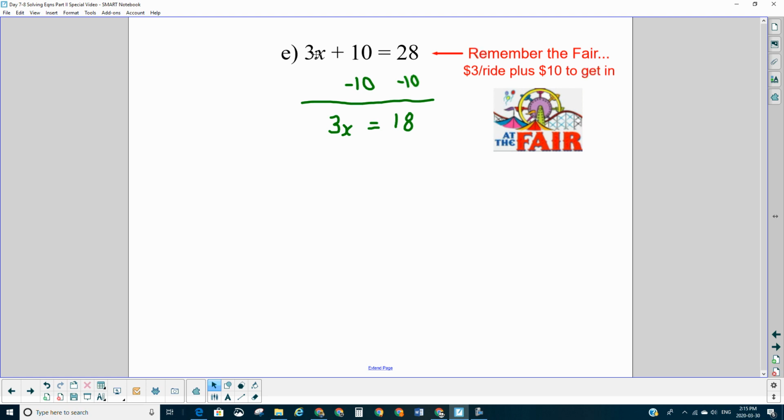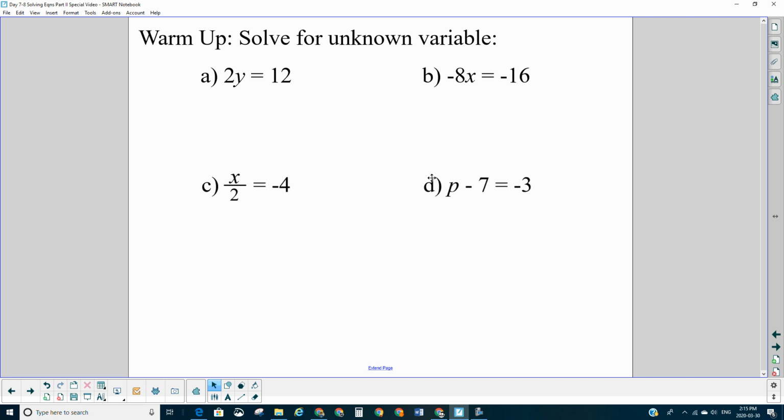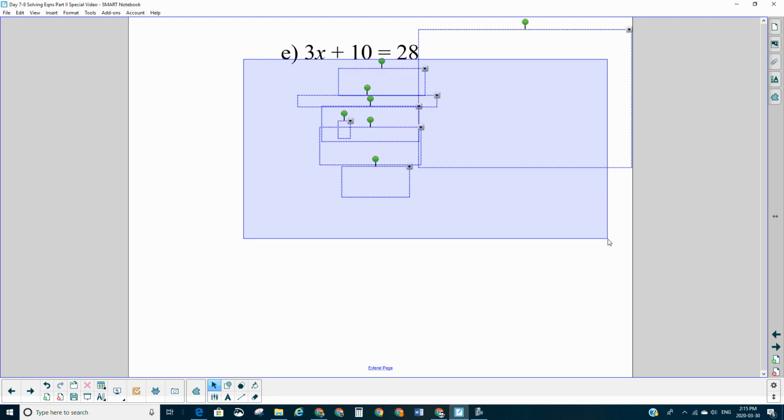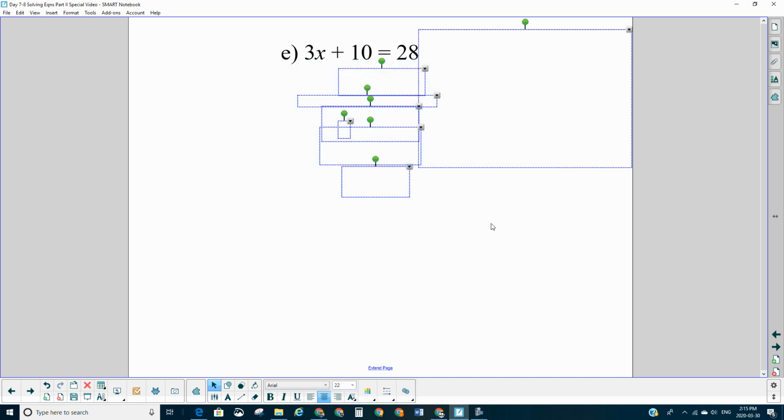If it's $3 a ride, we're going to divide both sides by 3, and we know that we have 6 rides. So this is just combining the one-step operations that we did over here, where there's like a subtract or an add and a divide, but doing it in 2 steps. And that all of this then gets us our answer.